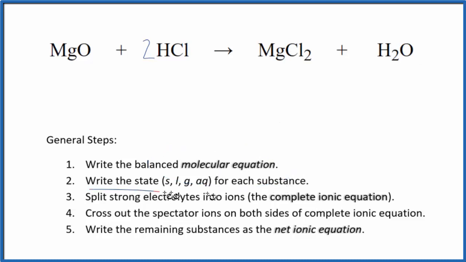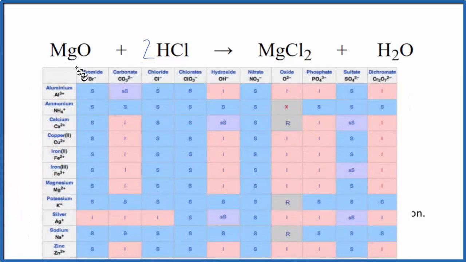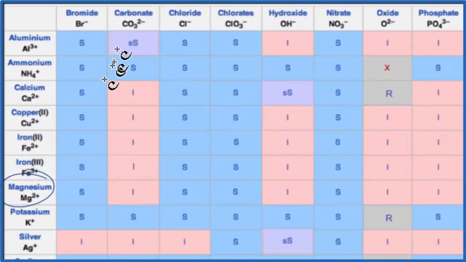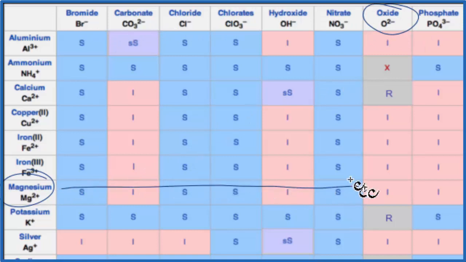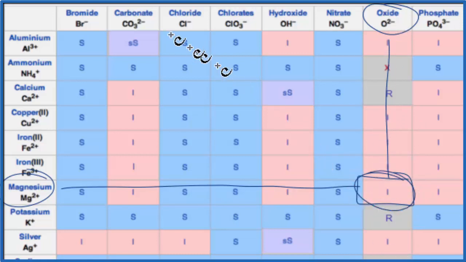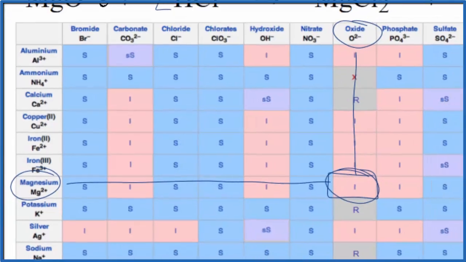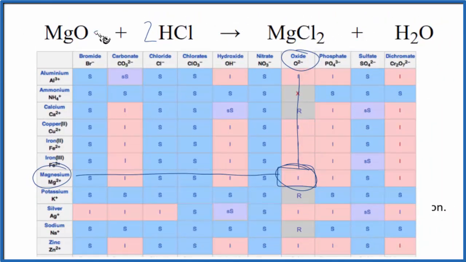Now we need to write the state for each substance. So with MgO, if you're not sure, you could look that up on a solubility table. So we go down, here's magnesium, and then we're looking for the oxide. There it is. So we go over and down, and you see that I, insoluble. In fact, most of the oxides, they're insoluble in water. Insoluble means it's not going to dissolve or break down into its ions, so it's going to be a solid. Put a little S after our magnesium oxide.